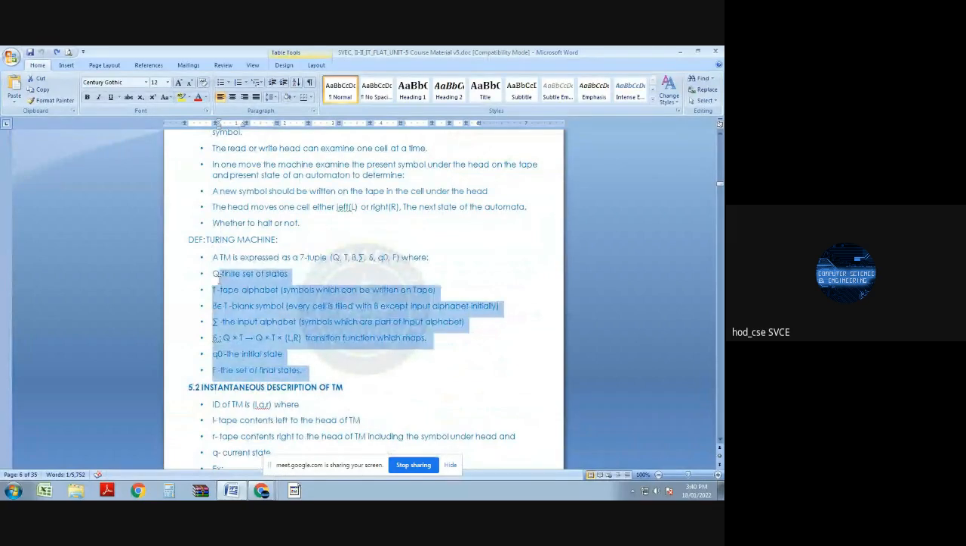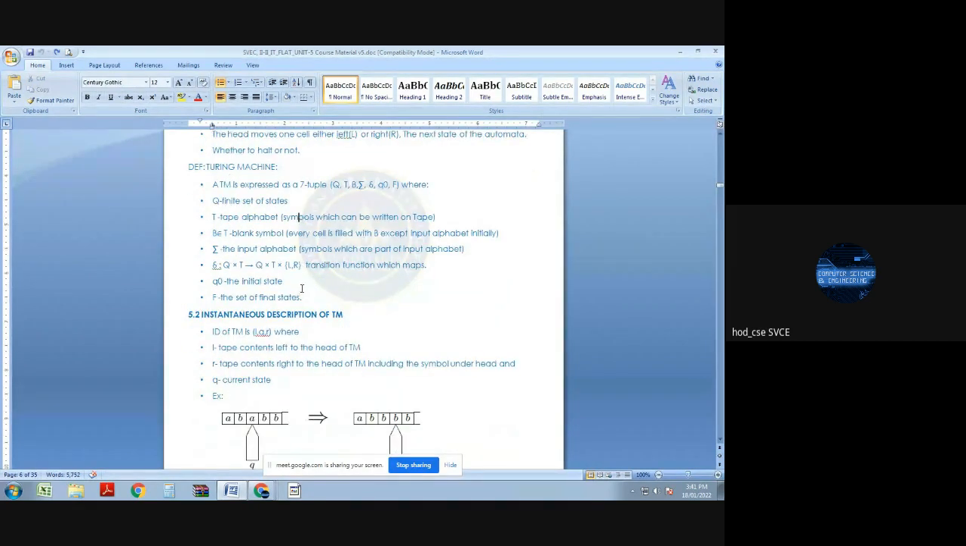So these are the 7 tuples. A Turing machine can be expressed with the 7 tuples, that is Q, sigma, delta, q naught, F, which are the common ones, and gamma and B. Gamma represents the tape symbols, B represents the blank. So this is the Turing machine definition.